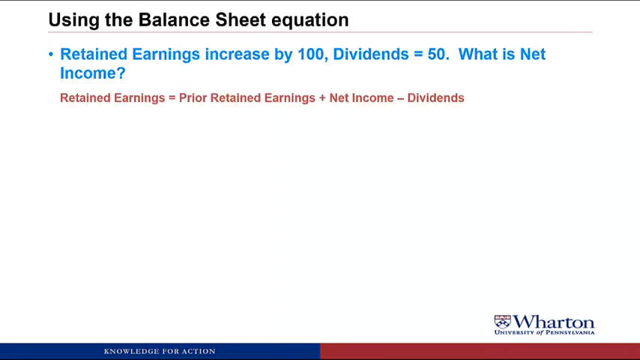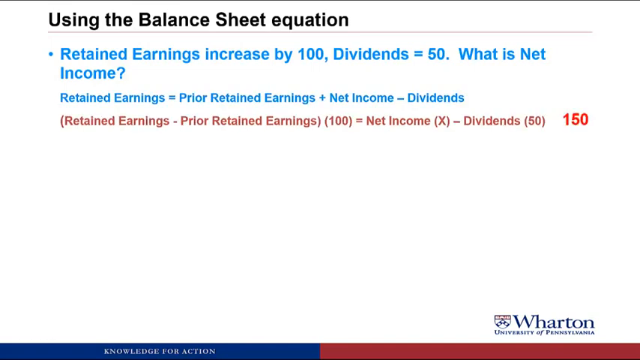Earlier in the video, we looked at the equation for retained earnings, where retained earnings is equal to prior retained earnings, what they were at the beginning of the year, plus net income during the period, minus dividends. So we know that the change in retained earnings is 100. We know that dividends is 50, so the only thing missing is net income, which has to be 150 for this to balance.